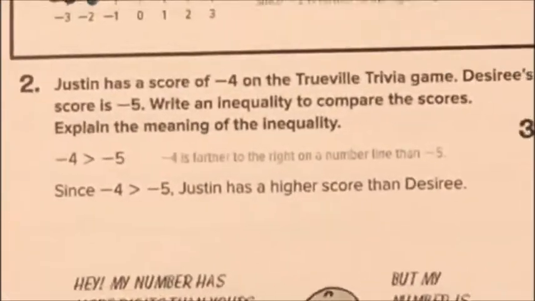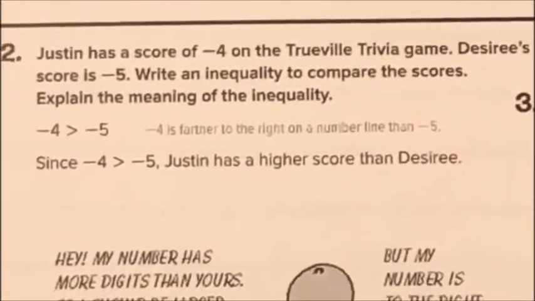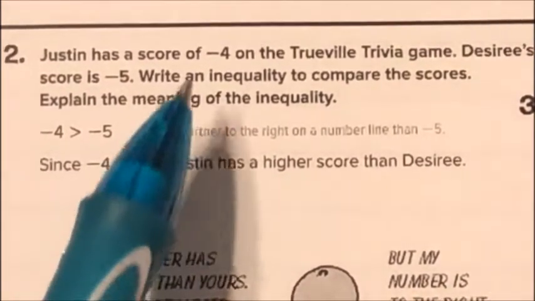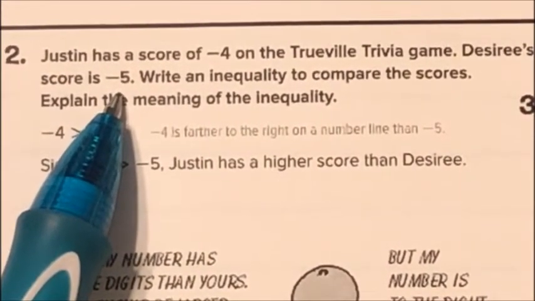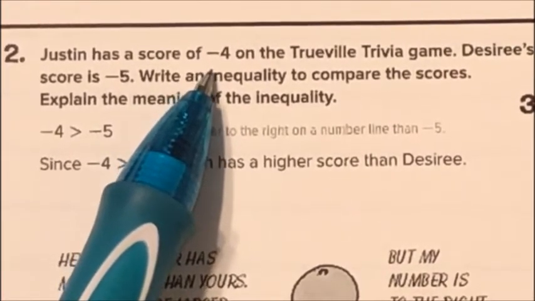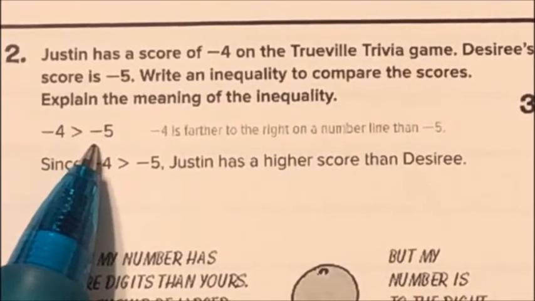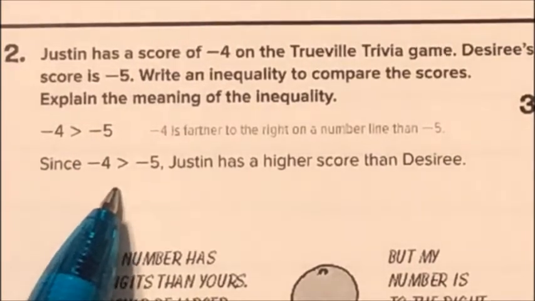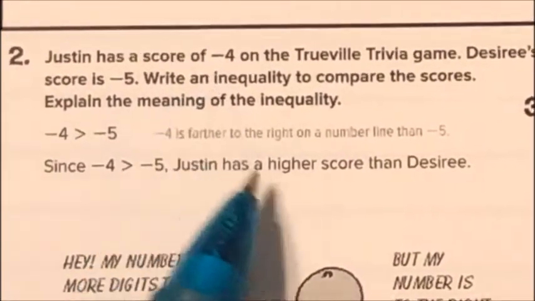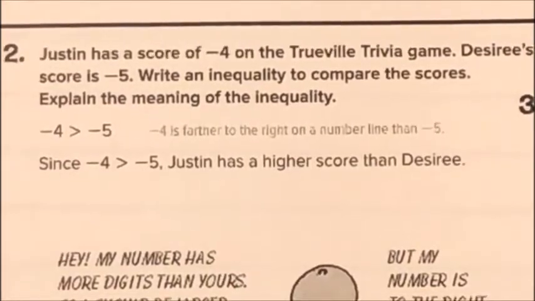Number 2 says Justin has a score of -4 on the Trueville trivia game. Desiree's score is -5. Write an inequality to compare the scores. Explain the meaning of the inequality. So, -4 and -5. -4 is closer to 0. So -4 is greater than -5. Since -4 is greater than -5, Justin, who had the score of -4, has a higher score than Desiree.